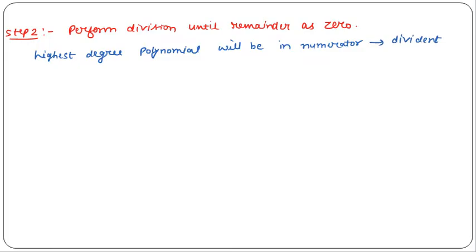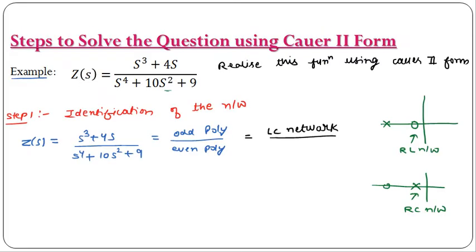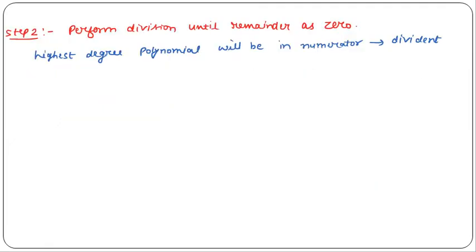So now Z of s given is s cube plus 4s by s power 4 plus 10s square plus 9. Let me write, so the impedance function given is s cube plus 4 into s by s power 4 plus 10 into s square plus 9.